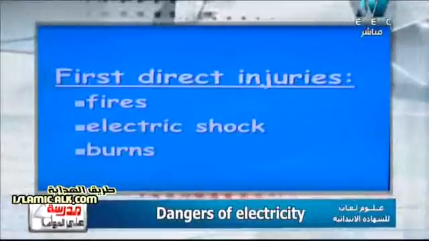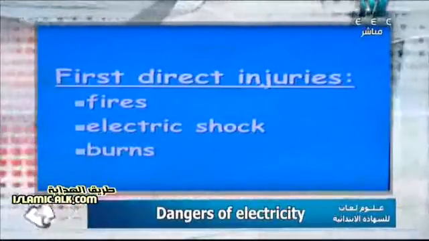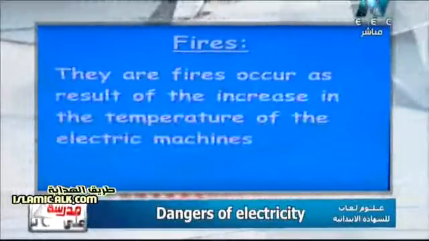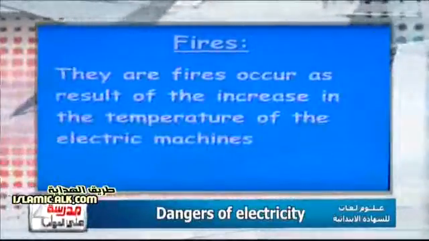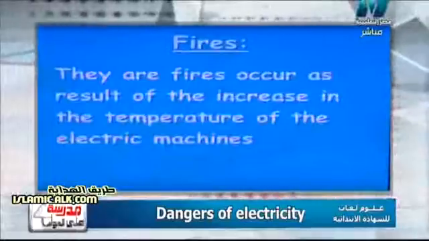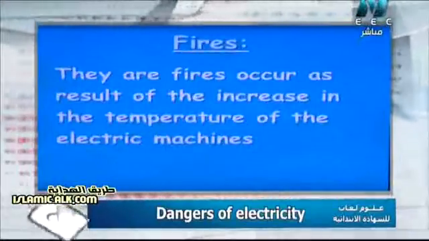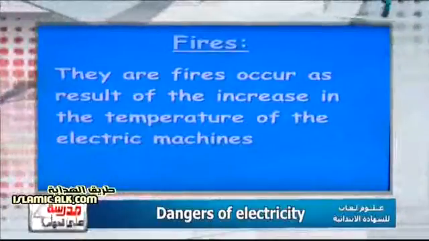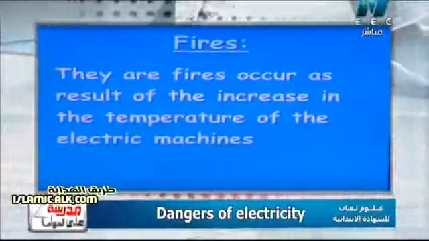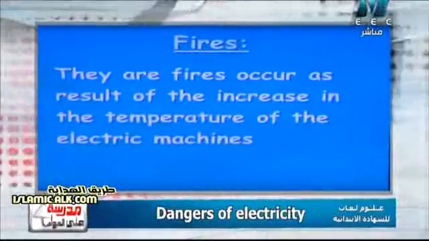Again, we have three types of direct injuries, which are fires, electric shock, and burns. Okay, so let's start with fires. What are fires? They are fires which occur as a result of the increase in the temperature of the electric machine, the fires resulting from overheating of some electrical appliances, such as an electric iron, an electric heater, and so on.